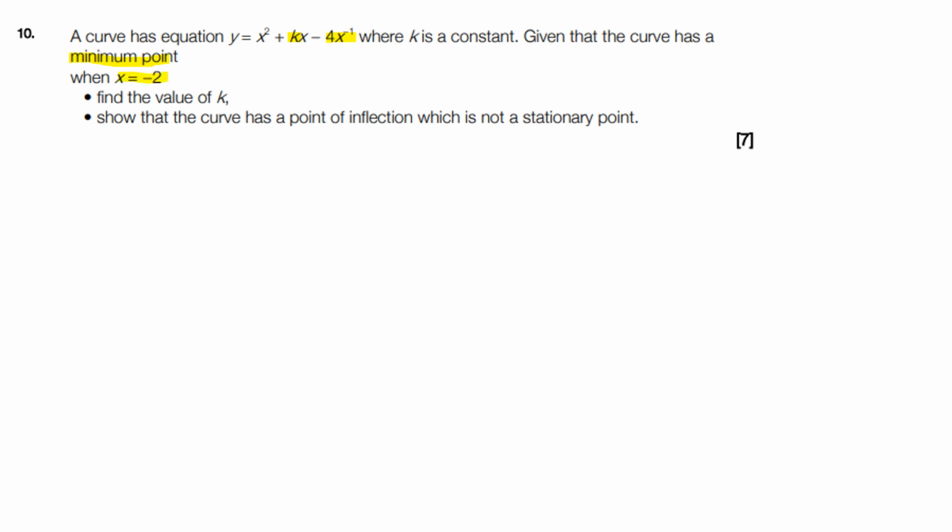So when you have a minimum, that's a turning point, and the gradient at that minimum point is going to be 0. So we need to differentiate and just treat the k as a constant, and then sub in that x is equal to minus 2 and equate the gradient to 0, and then that will find us the k. And then reading the next point, we've got a point of inflection, so we need to determine the nature of the stationary points, and how you do that is you take the second derivative, and when you have a point of inflection, the second derivative is 0.